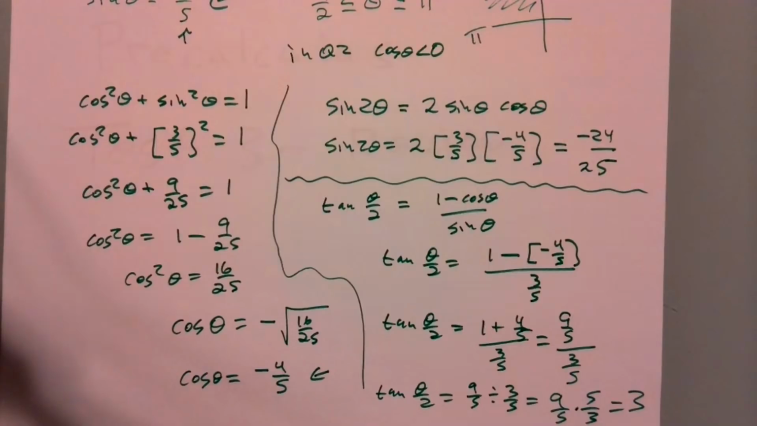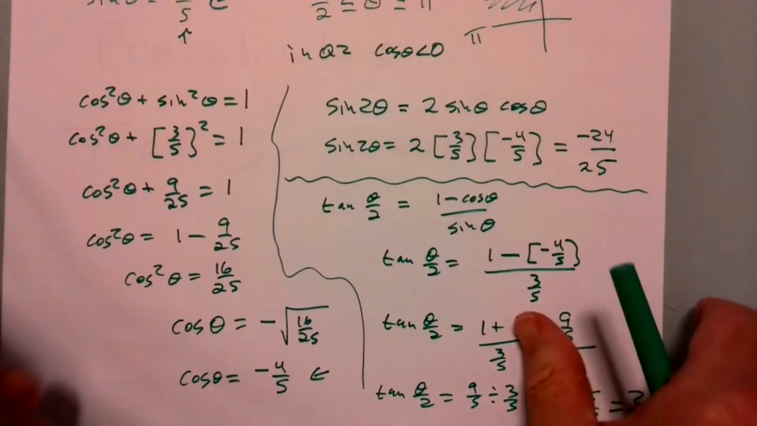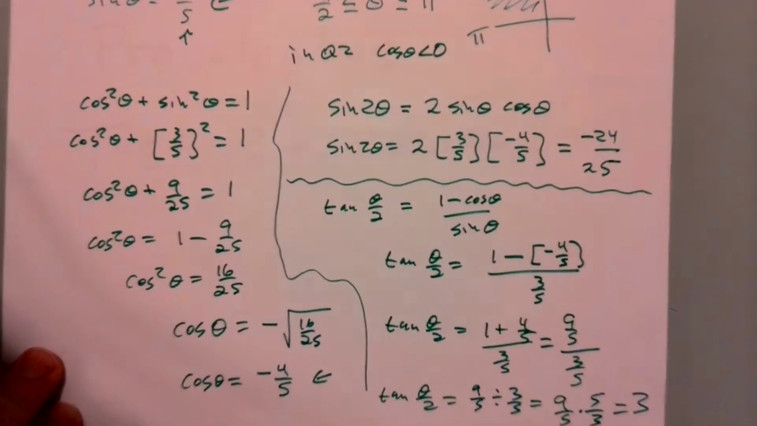So I hope that was fairly easy for us to follow. The next question we're going to look at requires us to make some sense out of the identities. So let me go ahead and write that question next.